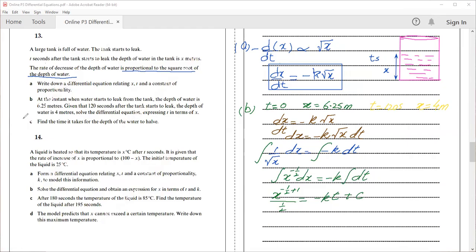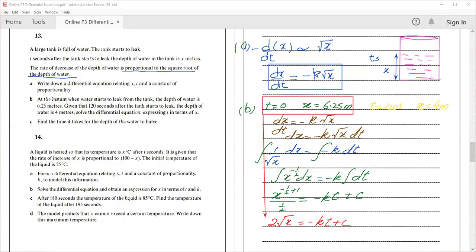Now two sets of information are given to find the unknown constants. What are the two pieces of information? The first one is this in red color: when time is equal to 0, x is equal to 6.25. So I will use this one. That becomes 2 times under root x is equal to minus k times t plus c. So put the first set of information over here.